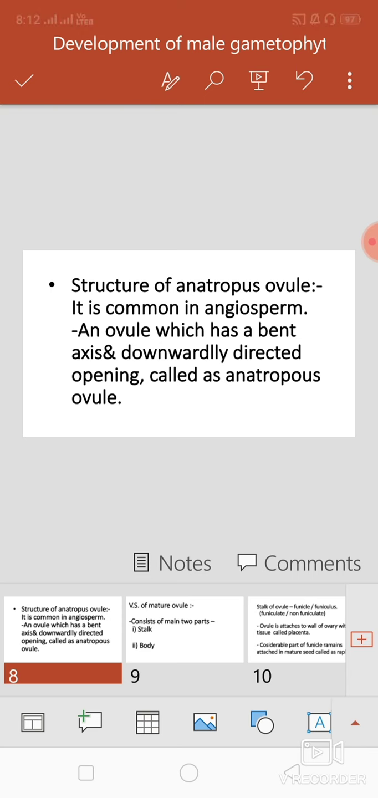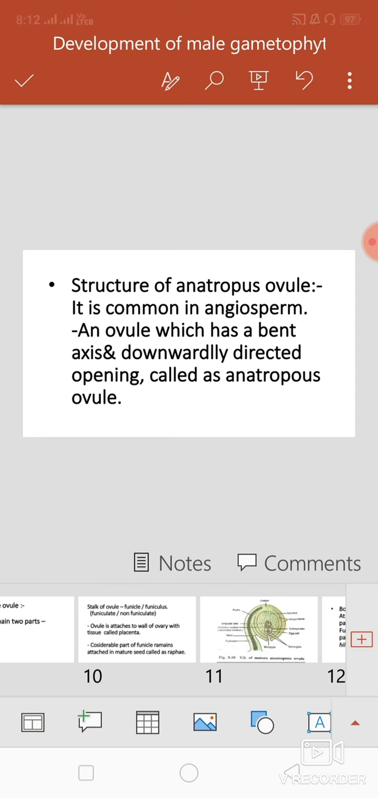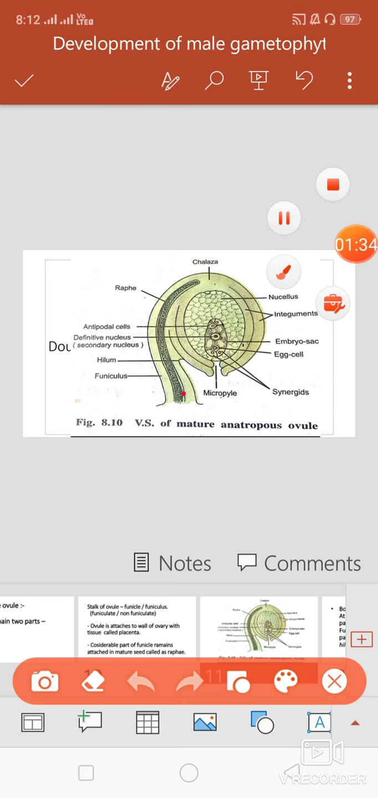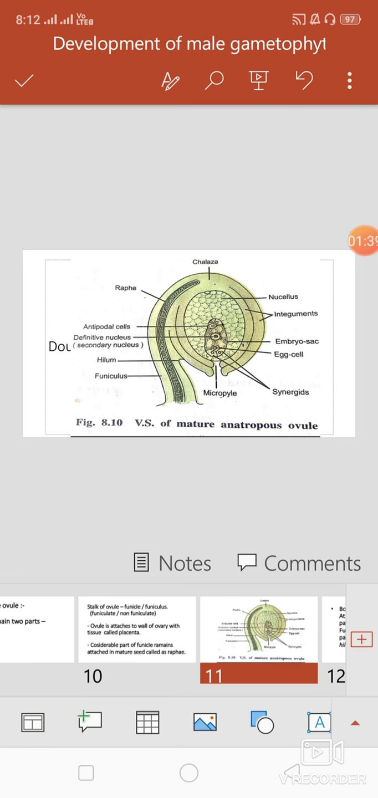Anatropous ovule is common in angiosperms. What is meant by Anatropous ovule? An ovule which has a bent axis and a downwardly directed opening is called Anatropous ovule.